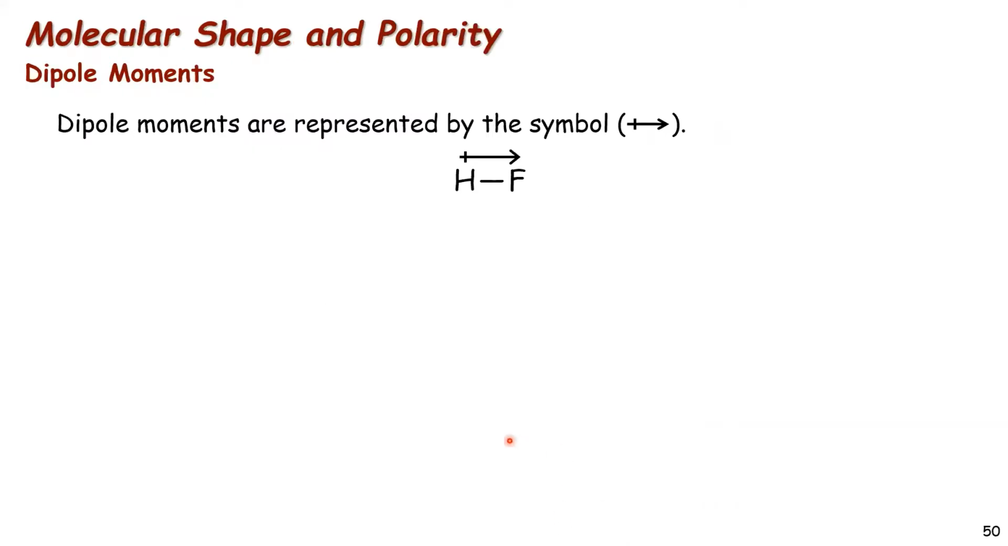Okay, let's talk about the polarity of a molecule. Now, we talked about the polarity of individual bonds, and we represented that polarity with a dipole moment. So it's this vector. It has a magnitude. So the bigger the difference in electronegativity of the two atoms, the longer the arrow is going to be, the longer the vector is going to be. And it's pointing in a certain direction. It's pointing from the less electronegative atom to the more electronegative atom.